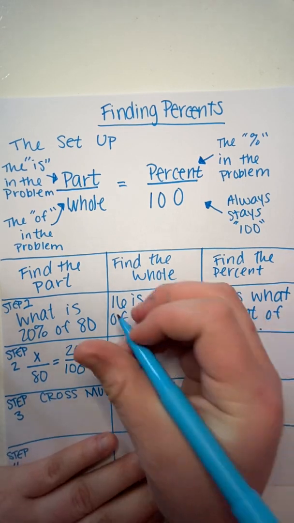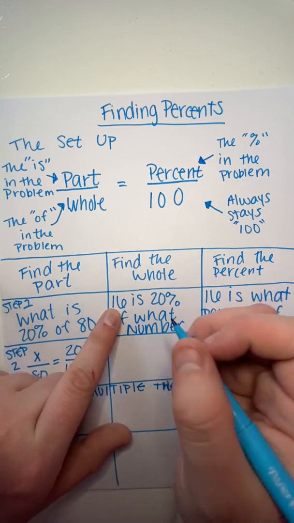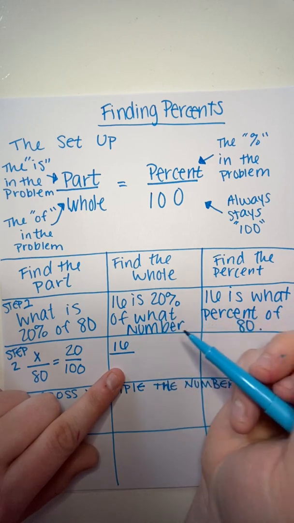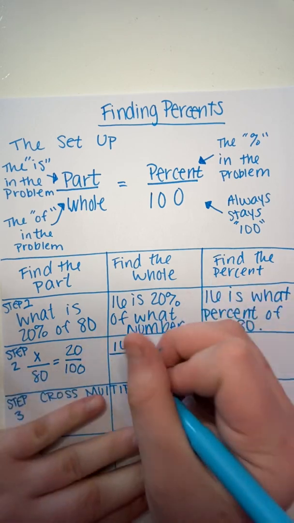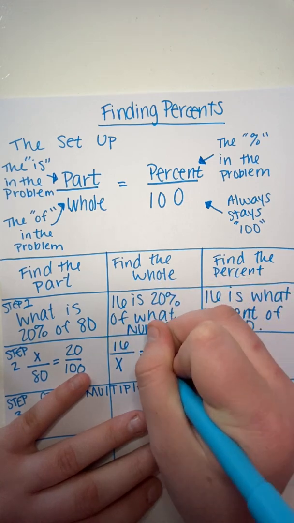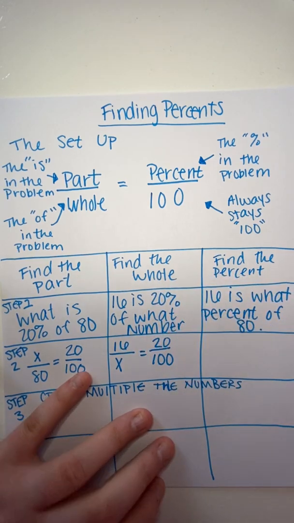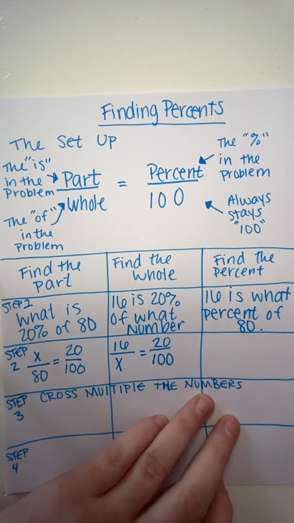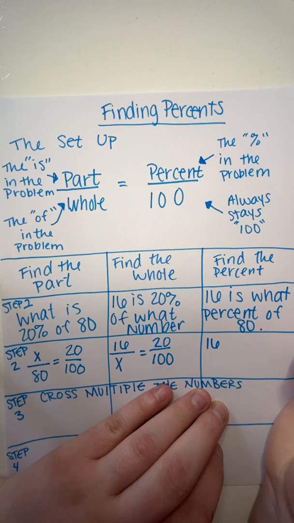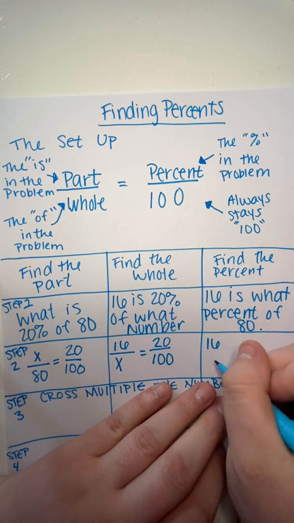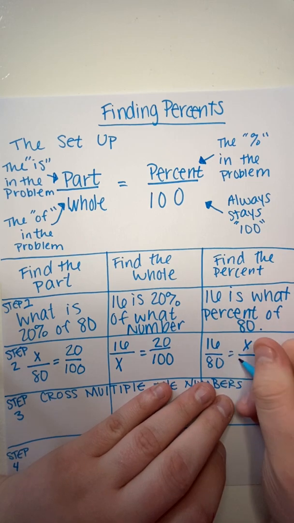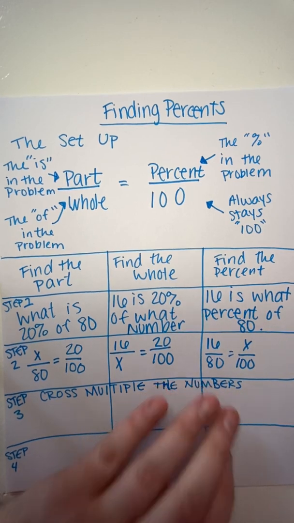Do the next one. It tells me my is, 16 is. It says "of what number", so that tells you it's going to be over x. My percent is 20, always goes over 100. In this case, I have to find the percent. 16 is what percent of 80? So we're trying to find our percent.